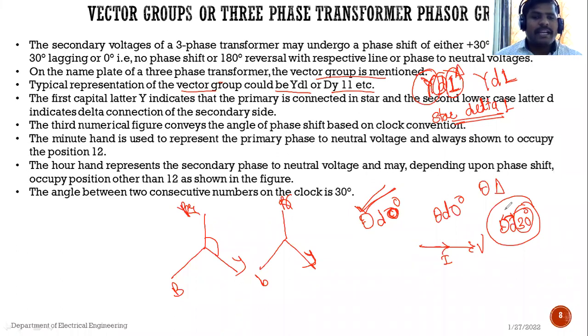सी, in that clock convection the minute hand is used to represent the primary phase. Primary phase represent करण्यासाठी आपण minute hand use करतोय and to the neutral point, and always it will be shown to occupy the position 12, and the hour hand it will represent the secondary phase to neutral voltage and may depend upon phase shift occupies position other than the 12 as shown in the figure. Okay, so the angle between two consecutive number of the clock is 30 degree. See, घड्याळ माहिती आहे ना तुम्हाला?